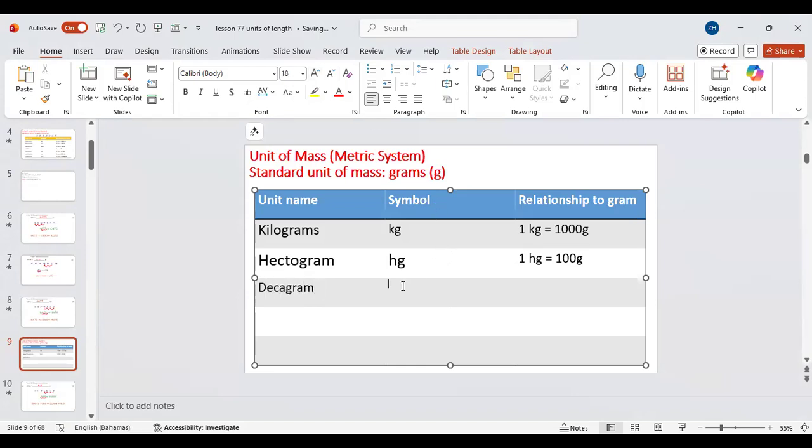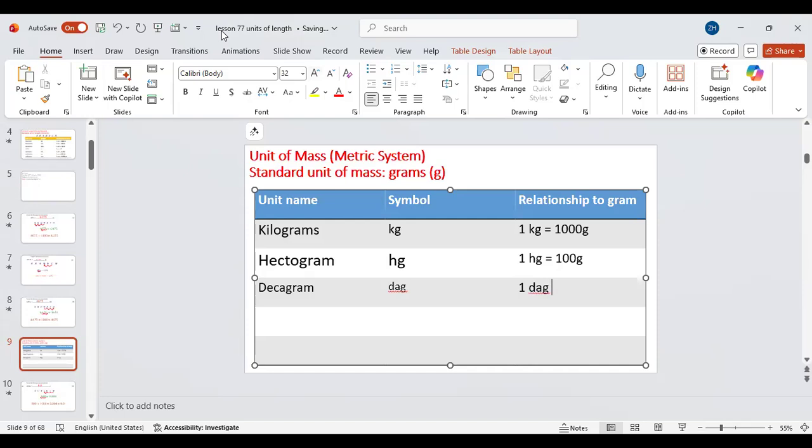And how do we write that? How do we write decagram? DAG. Yeah, DAG. Oh, DAG, my fault. So DAG, one. Mr. Patini, go ahead.